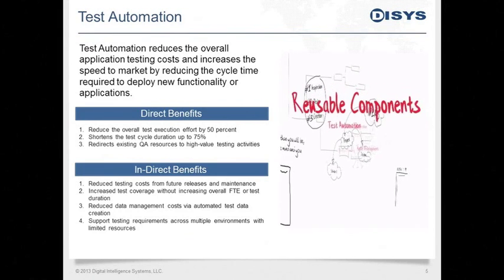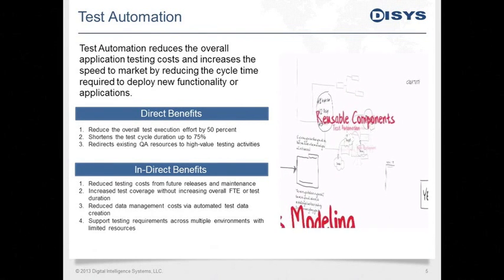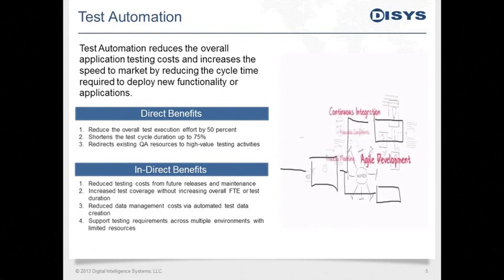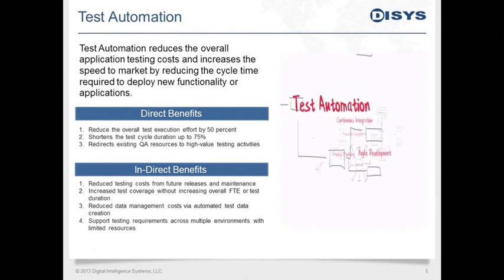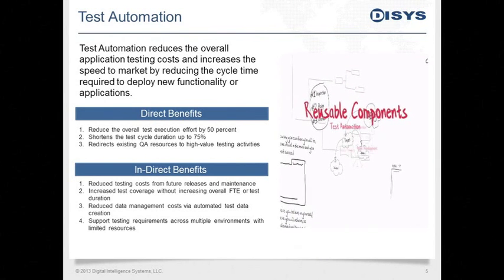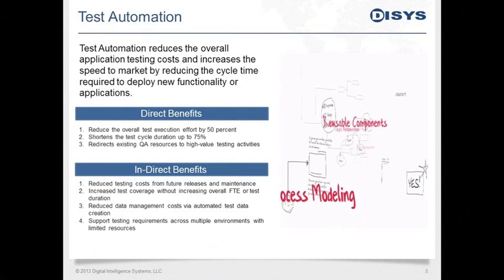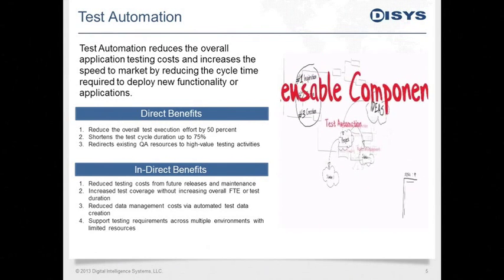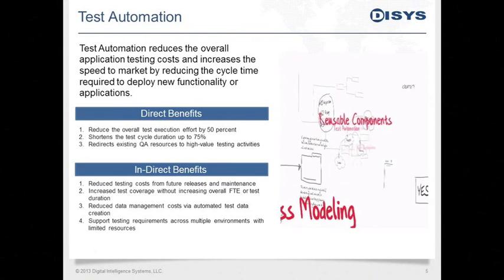First and foremost, what is test automation? Again, the main driving factor is to reduce the overall testing cost and increase the speed to market by reducing test cycle time. And again, from a regression standpoint, automation is really applicable to your either new functionality or new deployment. Direct benefits, of course, reducing the overall execution effort by 50%, shorten test life cycle durations up to 75%.